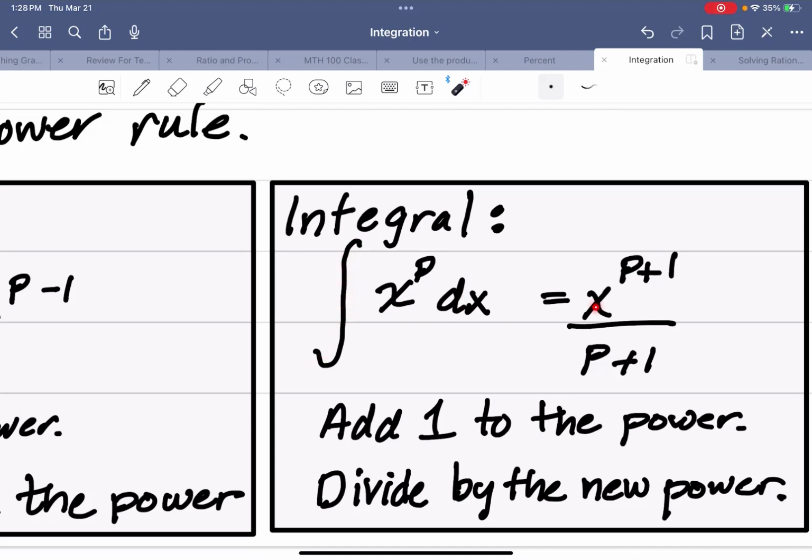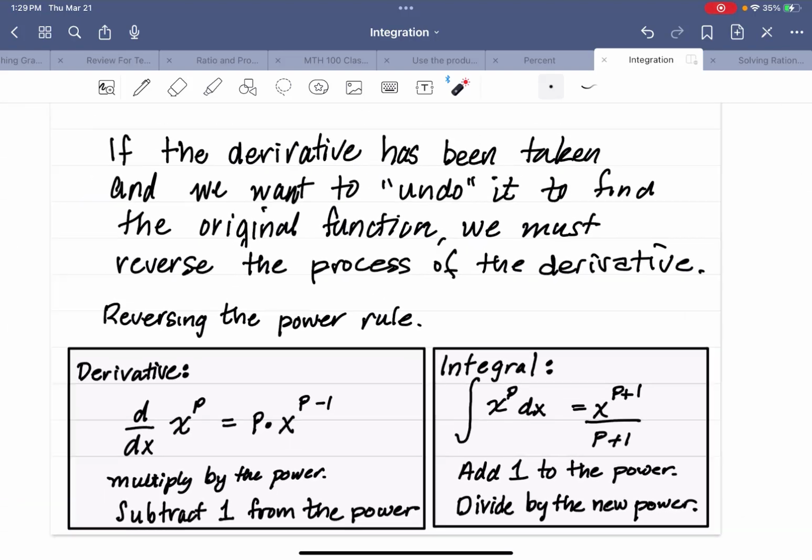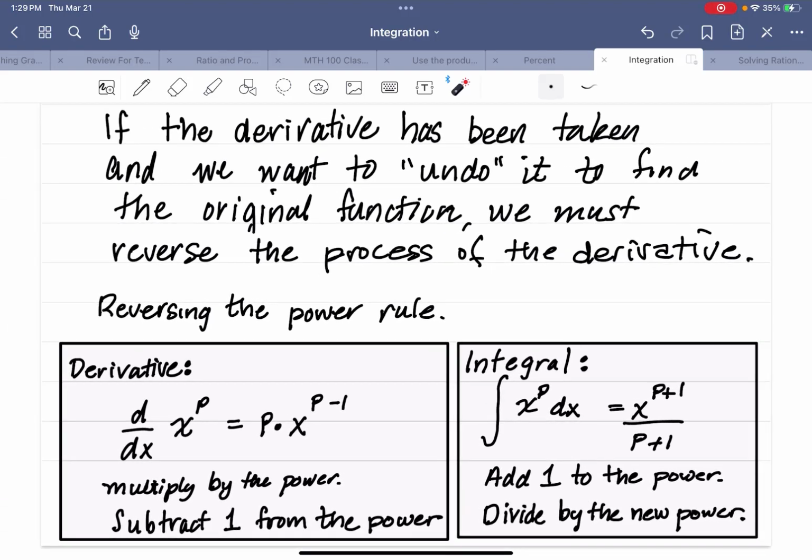So we take the base, and instead of subtracting 1 from the power, we add 1. Instead of multiplying by the power, we divide by the new power. So we're reversing this. Look, instead of subtracting 1 from the power, we're adding 1 to the power. Instead of multiplying by the original power, we have to divide by the new power.